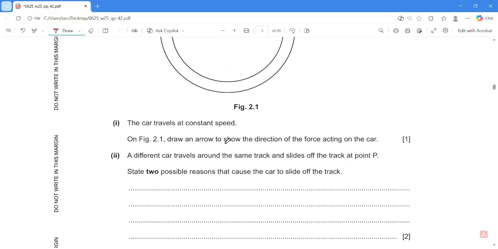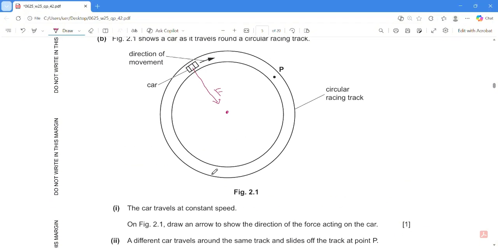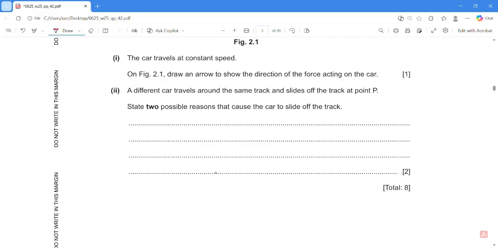So this is your F. Done. Number 2, a different car travels around the same track. State 2 possible reasons that cause the car to slide off. Ooh. So what will cause the car to slide off from a track? Common sense, bruh. First one, the car has higher speed. Okay, it is going too fast, so it slides off. Second, okay, maybe the tire is not that good. It has less friction to grip the car on the road.